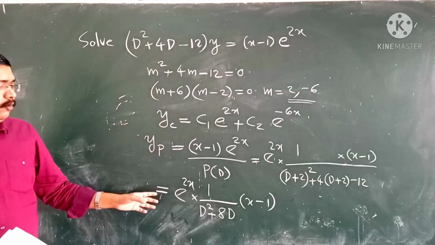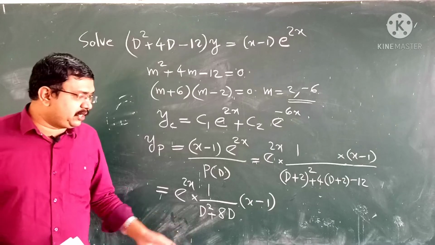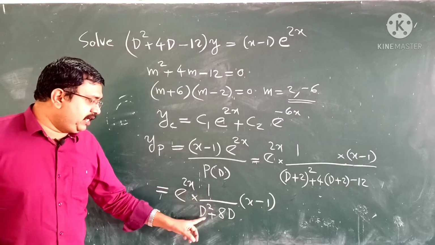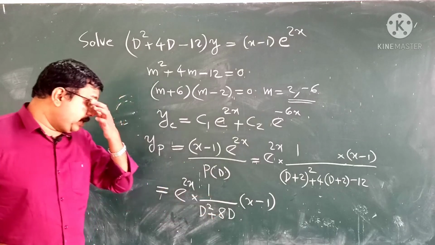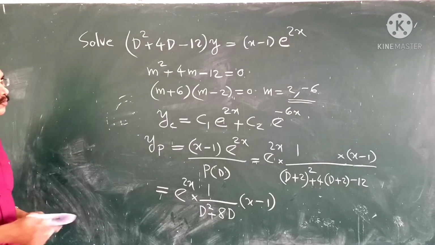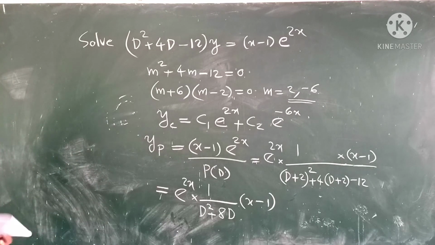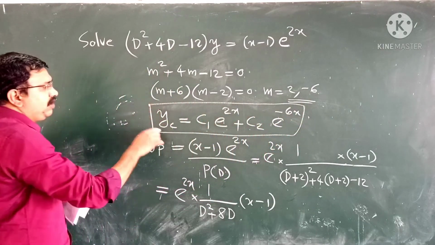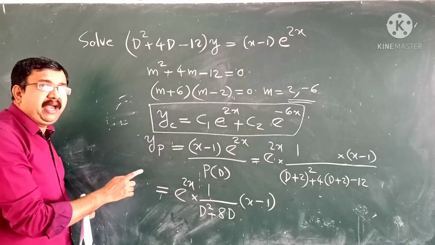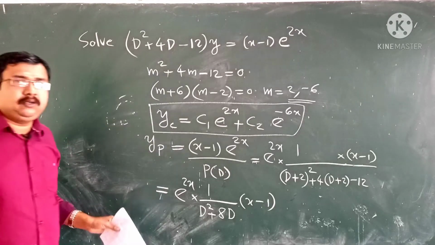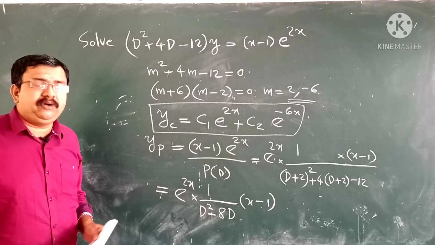Please write down on your notebook, then we can follow our next step. e^(2x) into 1 by D² + 8D into x − 1. That is our yp. Then we can move to our next step. Here it is very important. This result is very important. We have yc, and now we are finding the value of yp. Please write down.